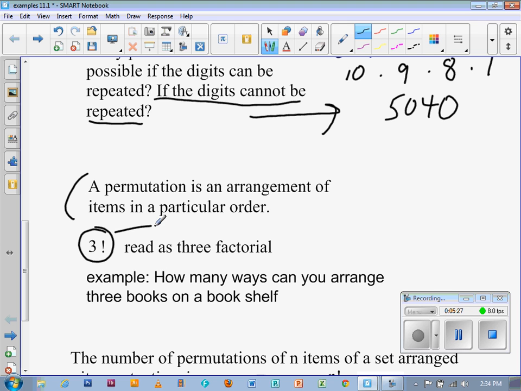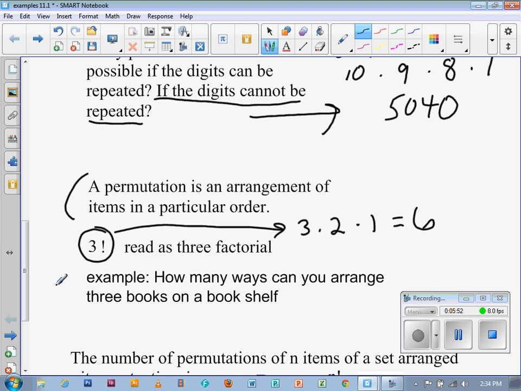What it means is we take 3 times all the numbers below it, 3 times 2 times 1, which will give you 6. So if this were 4 factorial, you would say 4 times 3 times 2 times 1. Or 10 factorial would be 10 times 9 times 8, all the way down to 1. What this measures is how many ways 3 things can be arranged in a specific order.